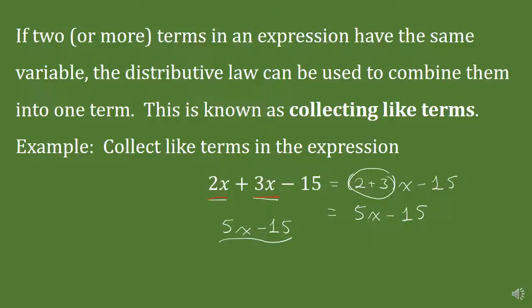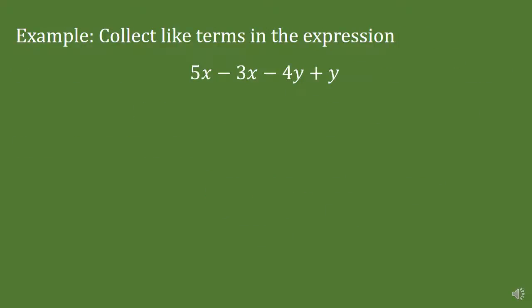So we'll look at an example here. So we have 5x minus 3x minus 4y plus y. Two of them have x's, and these two have y's. So 5x minus 3x, so 5 minus 3 is 2x.